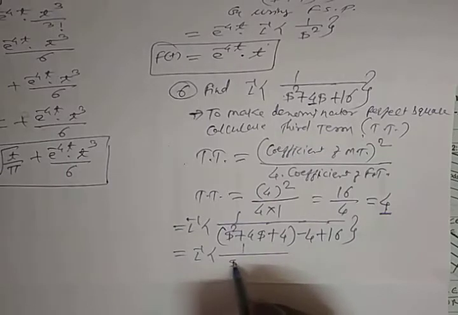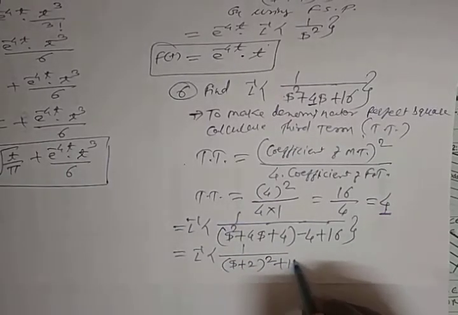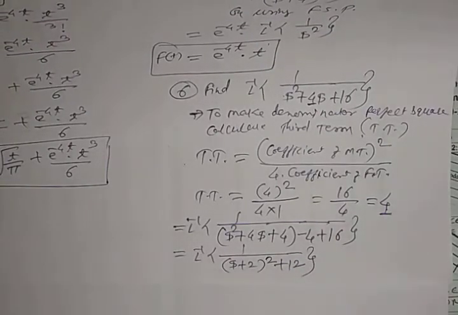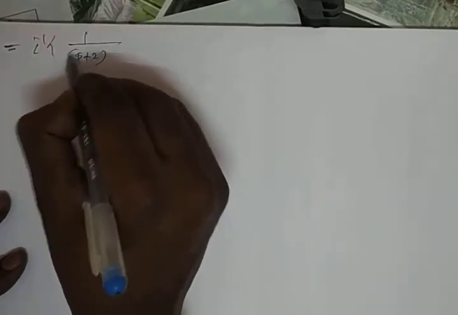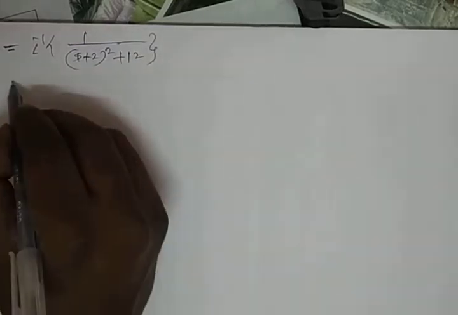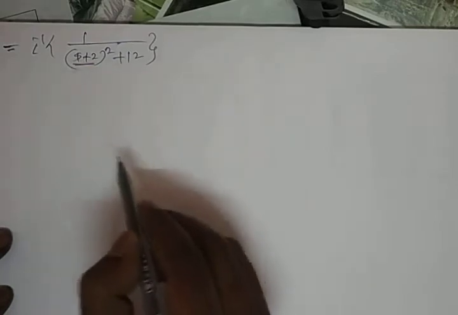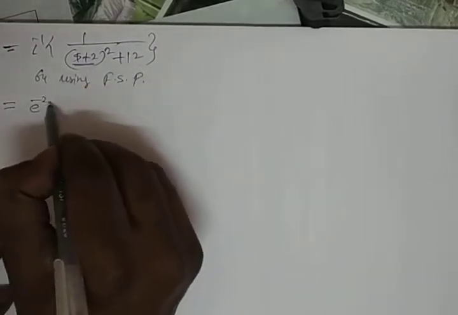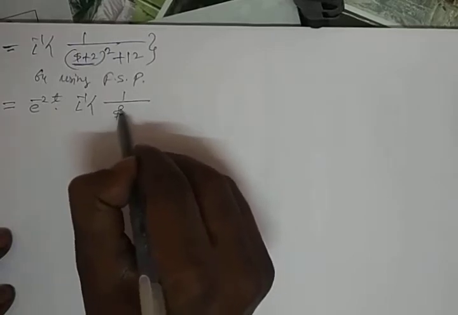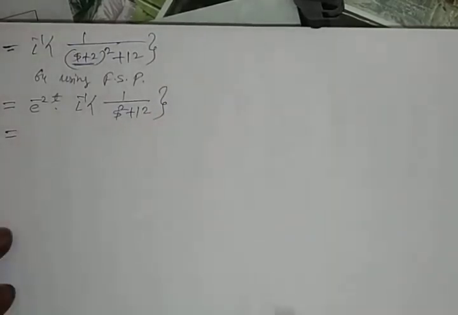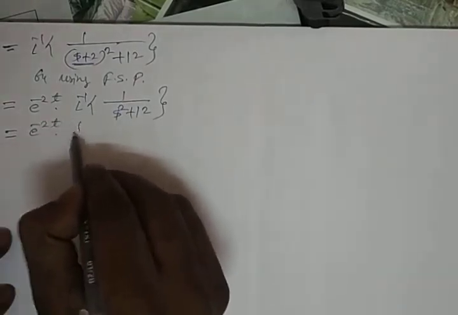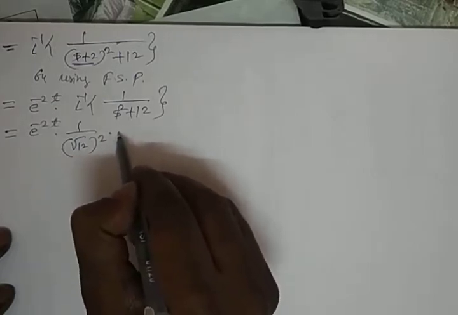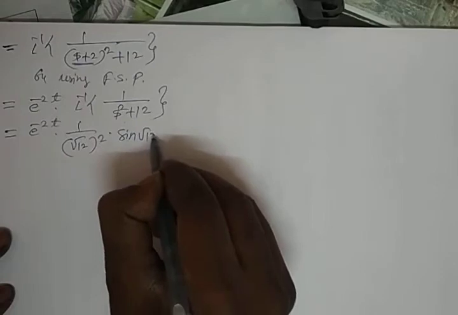Now once you add and subtract this, what we get here? 1 upon, now this is a perfect square of what? (s plus 2) bracket square, and here it is 12. 16 minus 4 will be 12. Okay, so this can be written as Laplace inverse of 1 upon (s plus 2) bracket square plus 12. Now if you observe this, this is s plus 2. So by using first shifting property, this can be written as e raised to minus 2t into Laplace inverse of 1 upon s square plus 12.